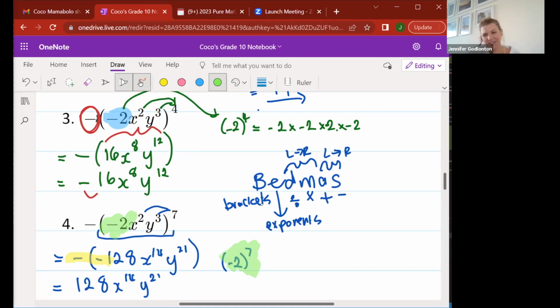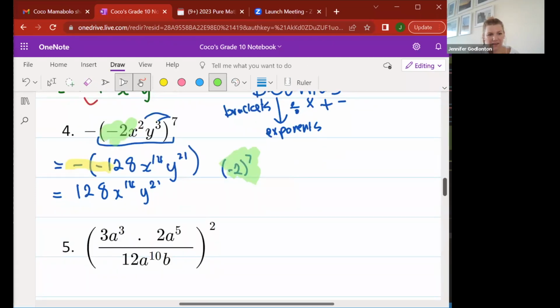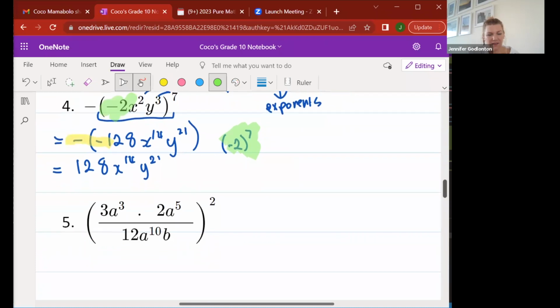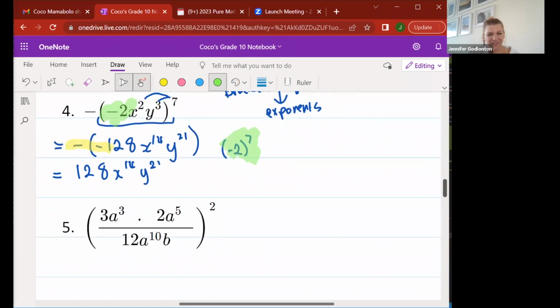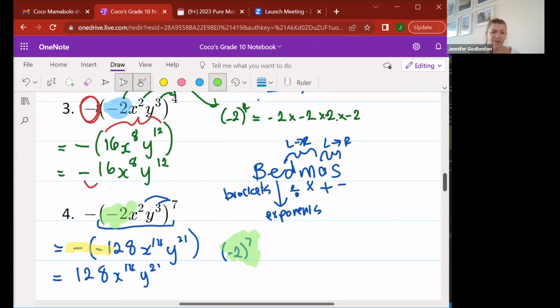All right, if you want to take a screenshot, take a screenshot, and we are going to try some slightly different questions from here. So the negative answer in question 3 was because we had this minus sign outside the bracket, and a negative times a positive is a negative. Whereas in question 4, we have 2 negatives, and 2 negatives become a positive.